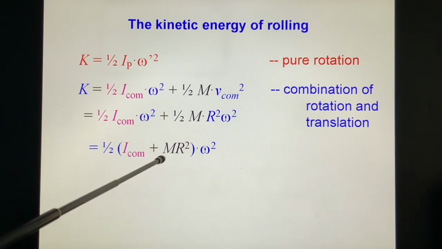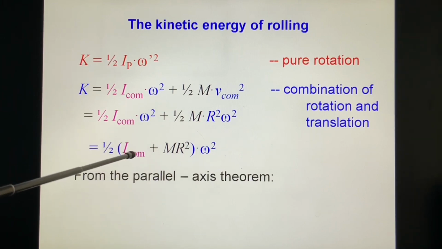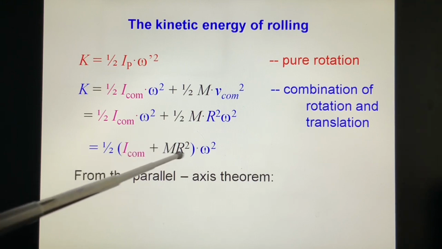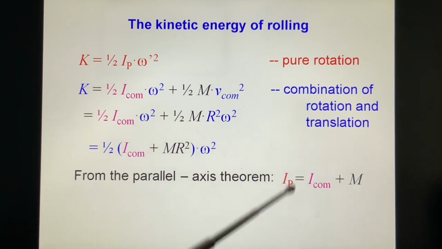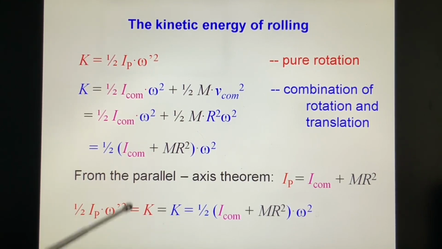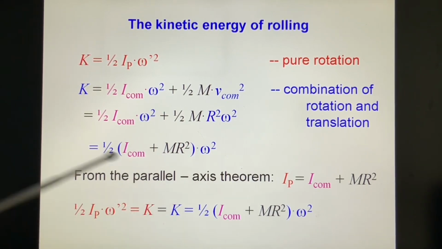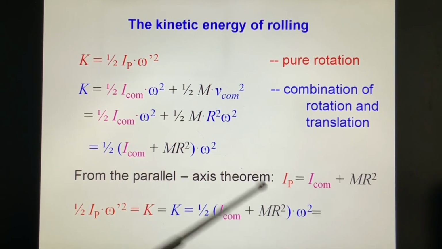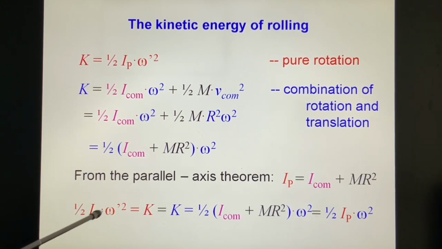What is this term, I_com plus m r squared? This is actually I_P, right? From the parallel axis theorem, this is the inertia about the center of mass, with everything concentrated at the center of mass, plus the inertia of the center of mass about that parallel axis. So we get I_com plus m r squared equals I_P. Then we put them together. These are different representations, so they should be the same. Pure rotation, half I_P omega prime squared, equals rotation and translation, which is half I_P omega squared. So we compare these two, and they're equal. That means omega prime and omega are the same.